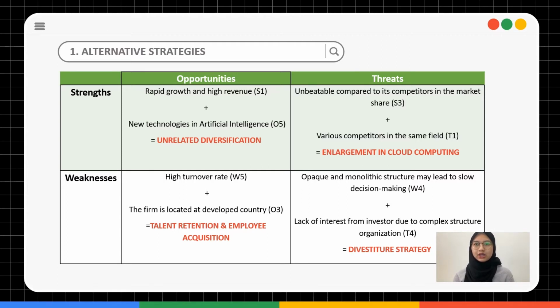This is a combination from unbeatable compared to its competitors in the market share from strength and various competitors in the same field from threats. The third strategy is talent retention and employee acquisition. This is a combination from high turnover rate from weakness and the firm is located at developed country from opportunity. The last strategy is diverse teacher strategy. This is a combination from opaque and monolithic structure may lead to slow decision making from weakness and lack of interest from investor due to complex structure from threat.